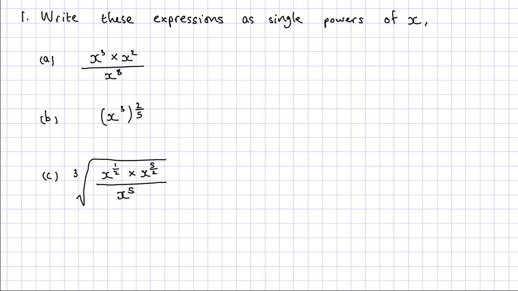This video is on simplifying expressions using the index laws. So I need to write these expressions as single powers of x, or I can say simplify these. So I have x to the power of 3 times x squared over x to the power of 8.